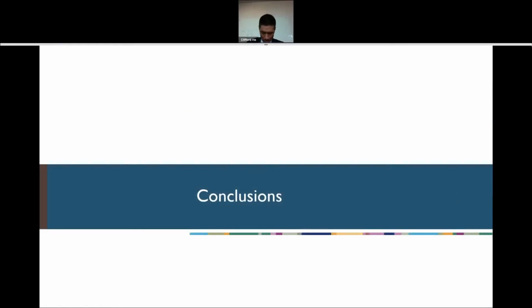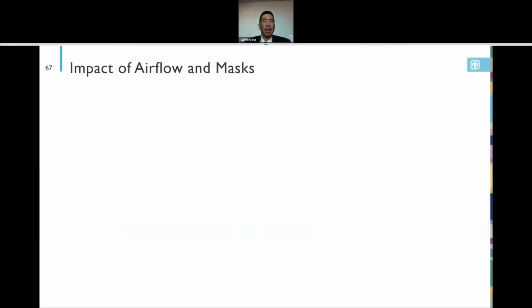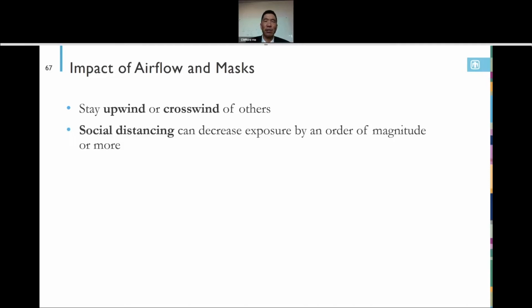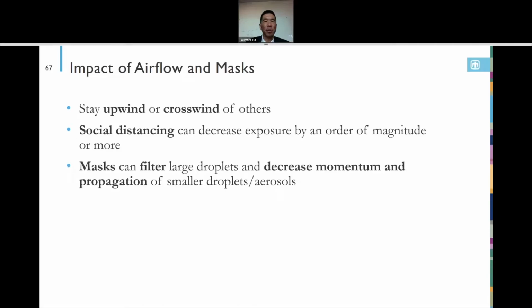So in conclusion, we talked about the impact of airflow on masks. Stay upwind or crosswind of others if there's an airflow that you can detect. Social distancing can decrease exposure by an order of magnitude or more by diluting that aerosol plume. And masks can filter large droplets and decrease the momentum and propagation of smaller droplets and aerosols.